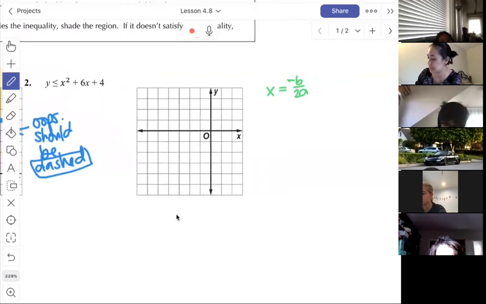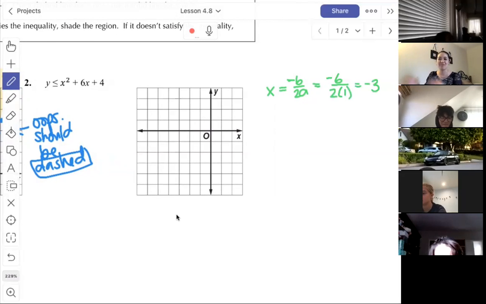What's b? That's negative 3. Oh, okay. So you get negative 6 over 2 times 1, which is negative 3. Perfect. You were just too quick for me. All right. Good job. Okay, let's go to Angie for the next one. What do I do next? Then you plug in negative 3 into y equals x squared plus 6x plus 4. Good. Okay, help me simplify, Angie.